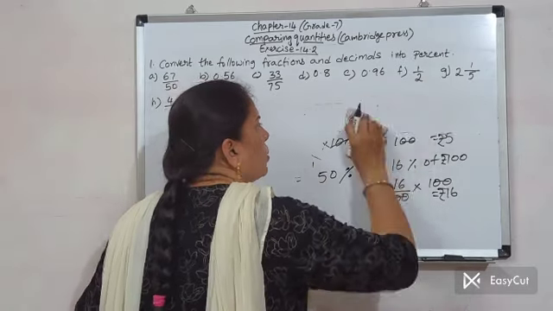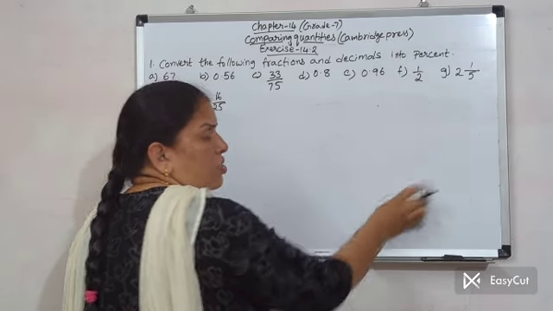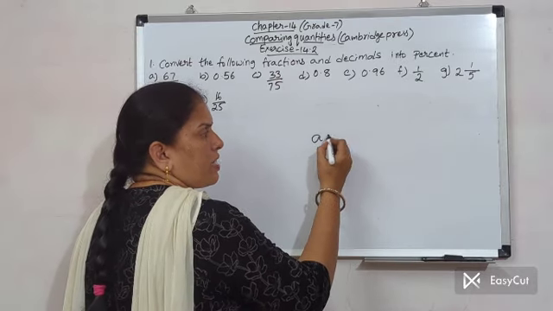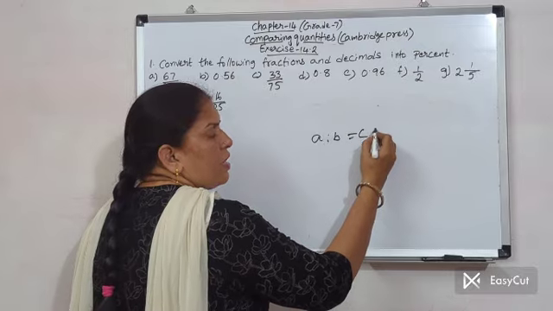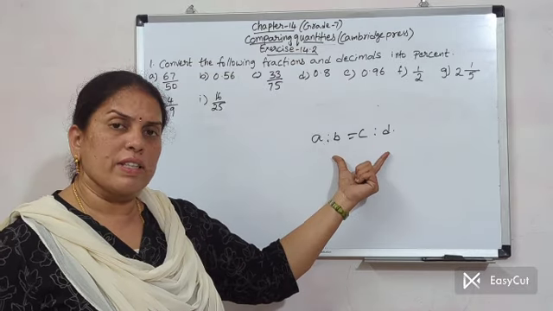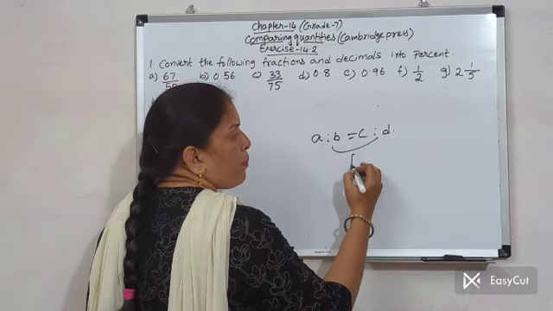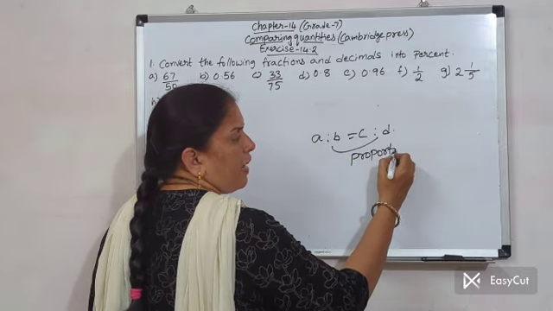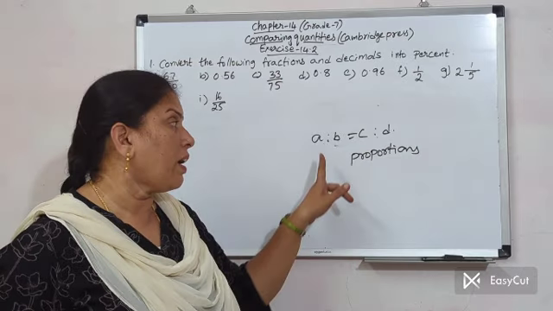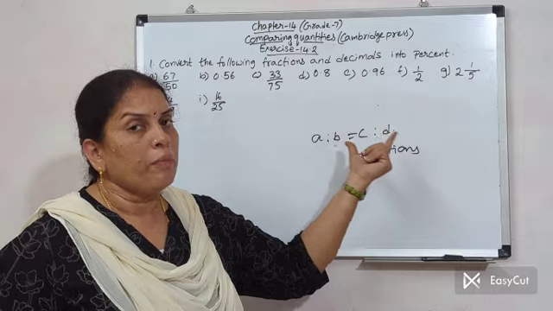Next one, in this chapter, these topics you will get marks. If 2 ratios are equal, see here, for example, A is to B is equal to C is to D. This is one more topic in percentage. When 2 ratios are given, if they are equal, then we can say that those 2 ratios are in proportion.